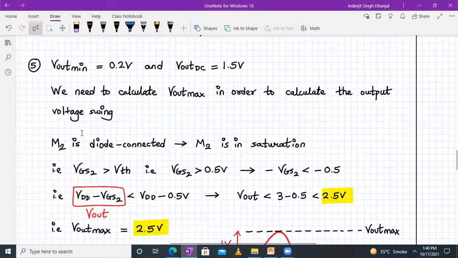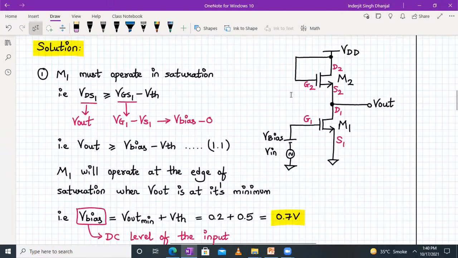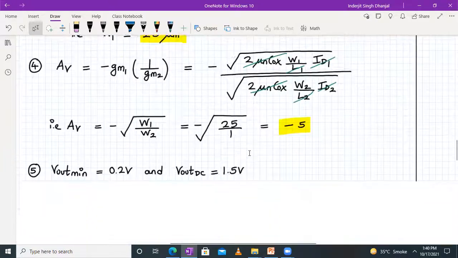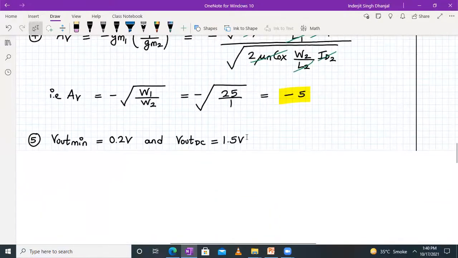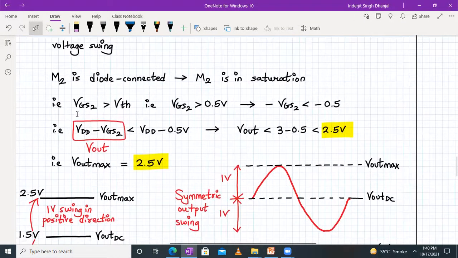So we know that M2 is a diode connected MOSFET. Here it is, I'll show it to you again. M2 is diode connected because its gate and drain terminals are tied together. So if M2 is diode connected, it is guaranteed to work in the saturation region. That is for sure, right? So M2 is in saturation whenever VGS2 is greater than VTH, that is, VGS2 is greater than 0.5.